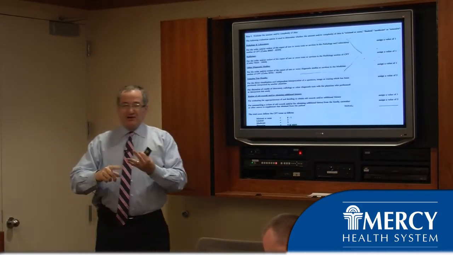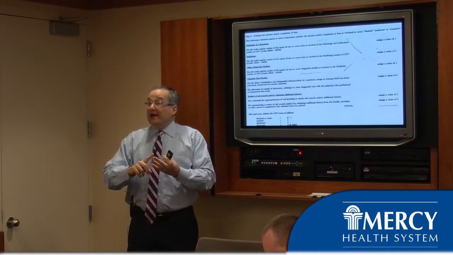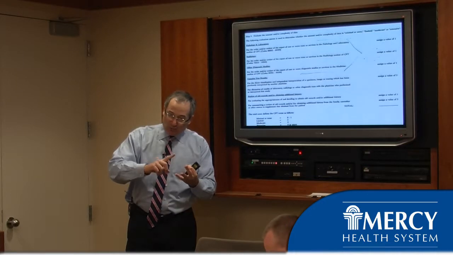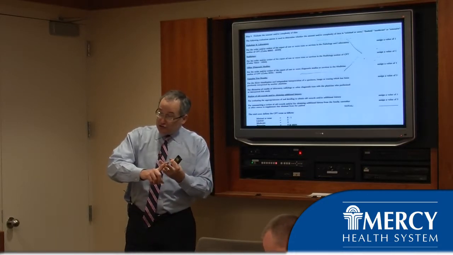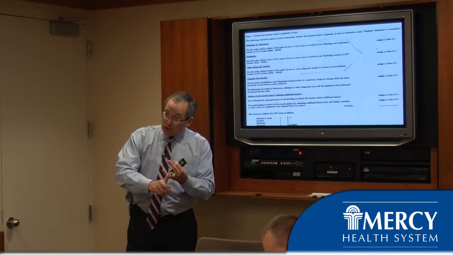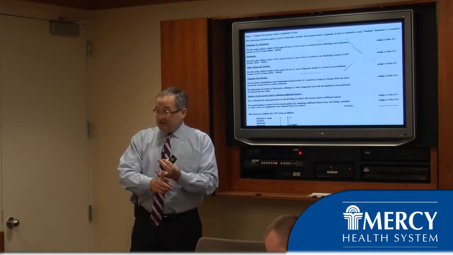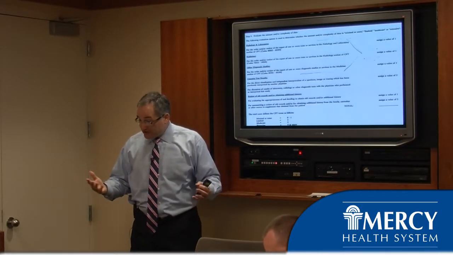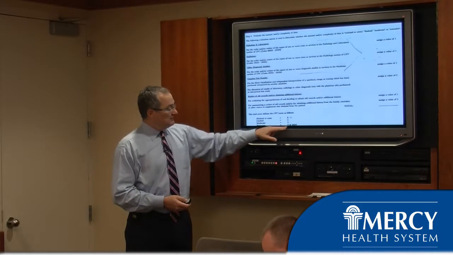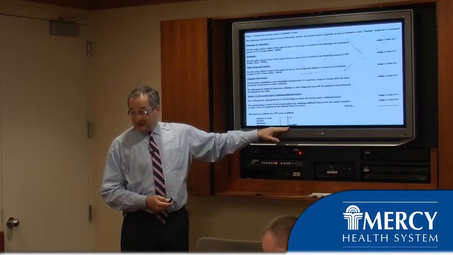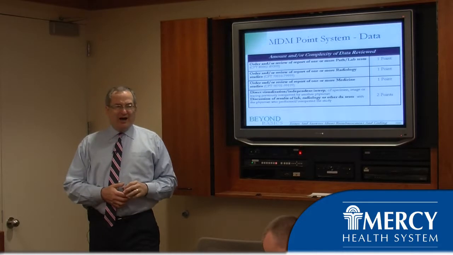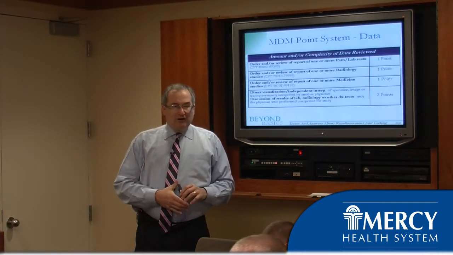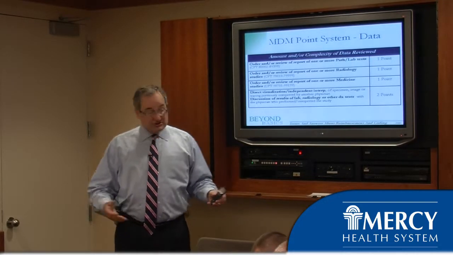So if I order an EKG and order an X-ray, and I read them both, I now have 1 point for the EKG, 1 for the X-ray, 2 more for the interpretation of the X-ray, 2 more for the interpretation of the EKG. I now have 6 points. Throw in the 1 point for the labs, I now got 7 points. How many do I need for an extensive? I only need 4. So you see, it's not hard in emergency medicine to get level 5 data on these patients, okay?